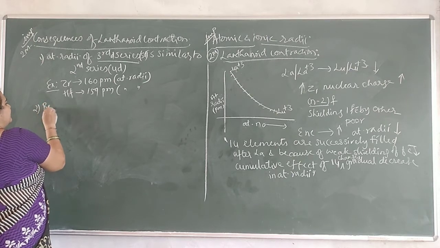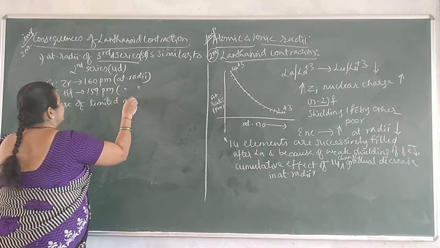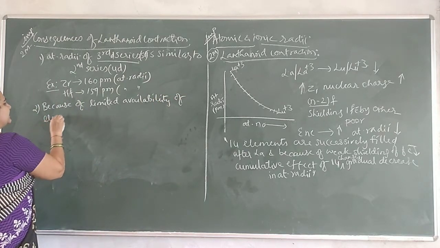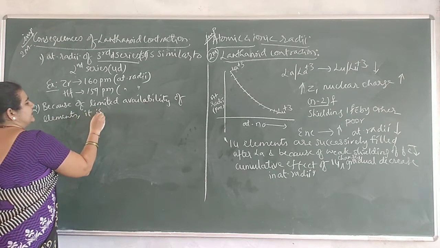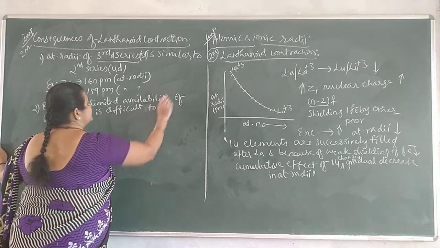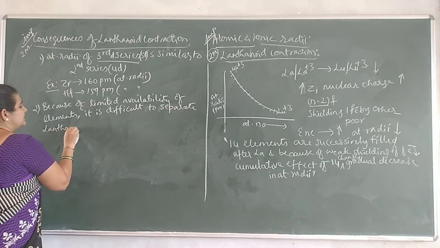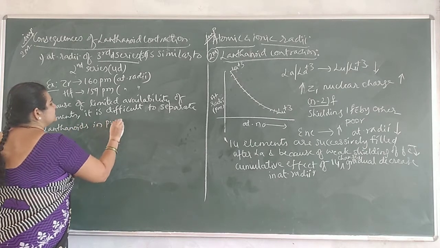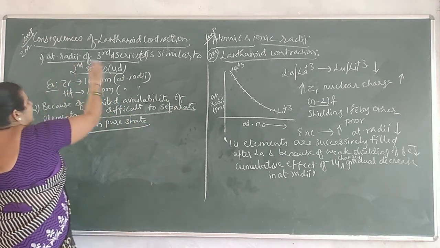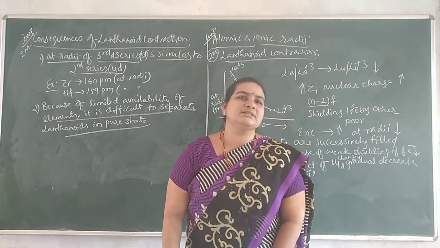Second point, because of limited availability of elements, it is difficult to separate lanthanides in the pure state. That means it is very difficult to identify the lanthanides in the pure state. This is the lanthanide contraction and its consequences.